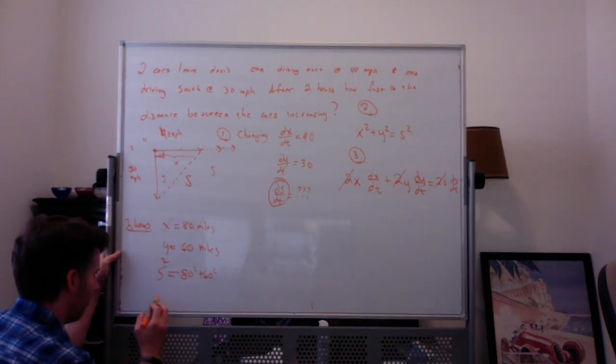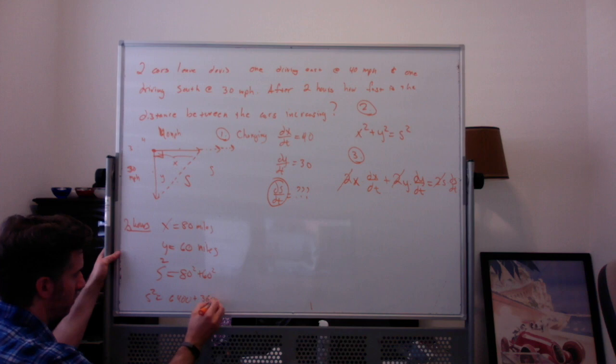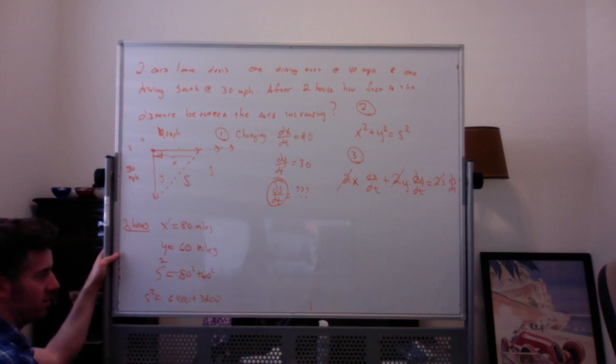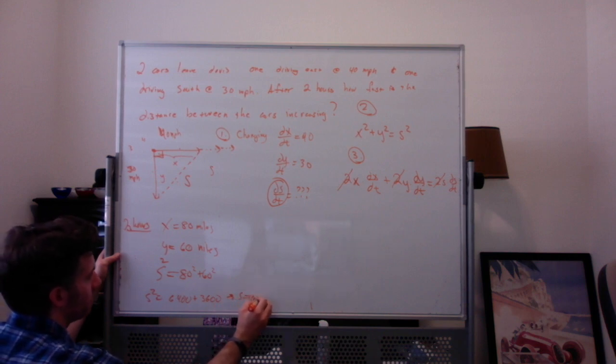You can also do the math, right? 80 squared is 6,400. 60 squared is 3,600. Those add up to 10,000, which has a square root of 100. So s is equal to 100 miles.